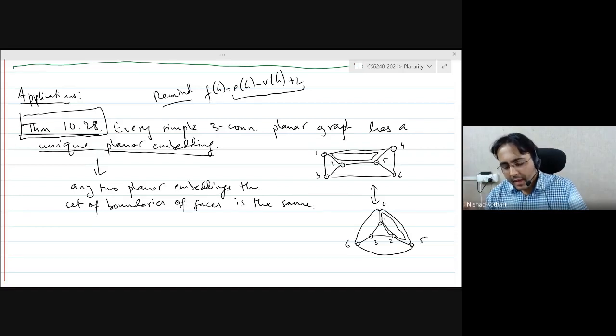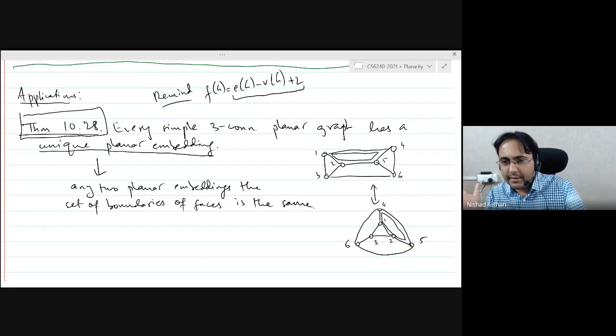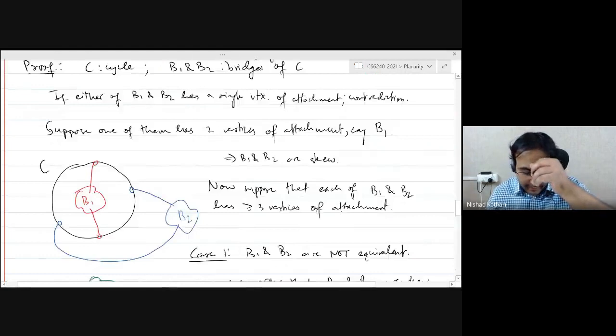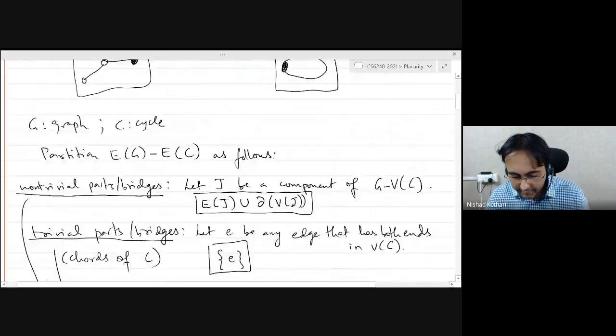And that brings us to one more definition. We will define a type of cycle in the graph, and it turns out that these cycles, which are defined independent of the drawing, are exactly the same as the facial cycles. So that's the way we are going to proceed. And for that we need bridges again. So let's go back to the definition of a bridge.